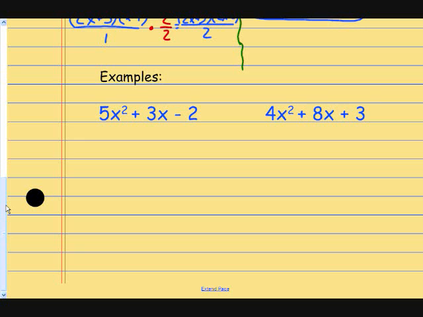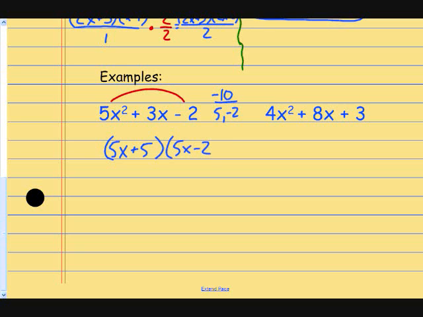For this one, again, I'm going to use the shortcut. I'm going to build a bridge. That gives me a negative 10. The two numbers that multiply together to give me a negative 10, but add together to give me the positive 3, are a 5 and a negative 2. So from here, I'm going to split this into a 5x plus 5, and I'm going to do a 5x minus 2.